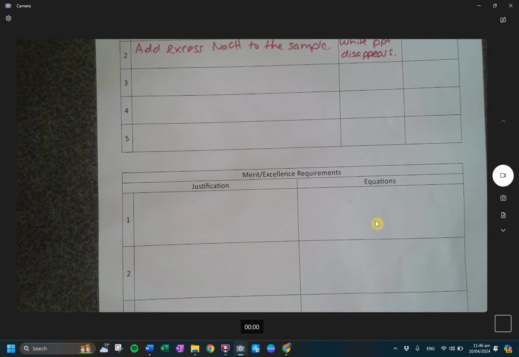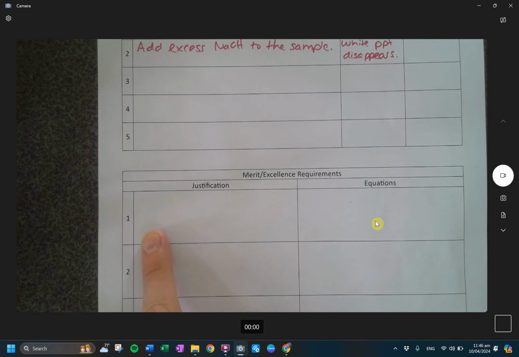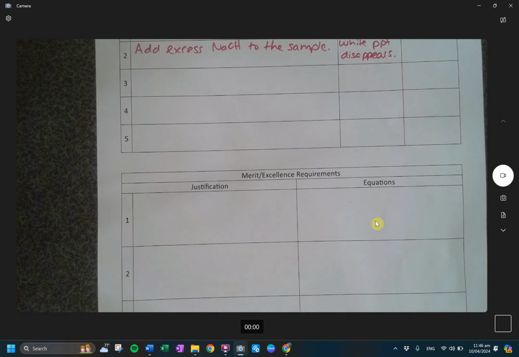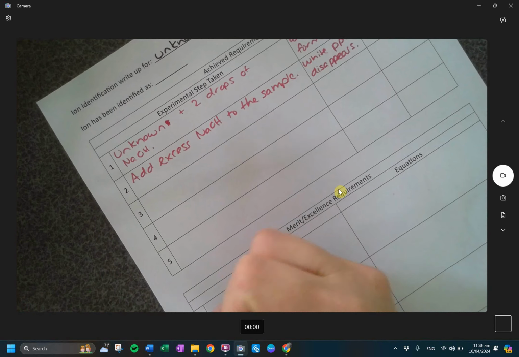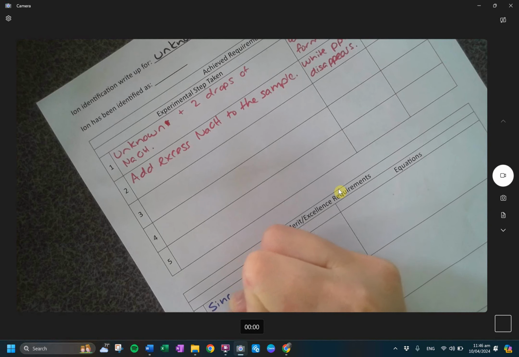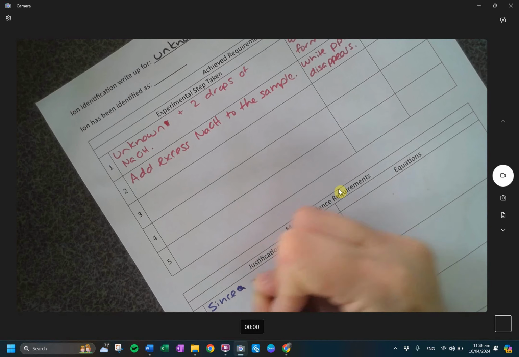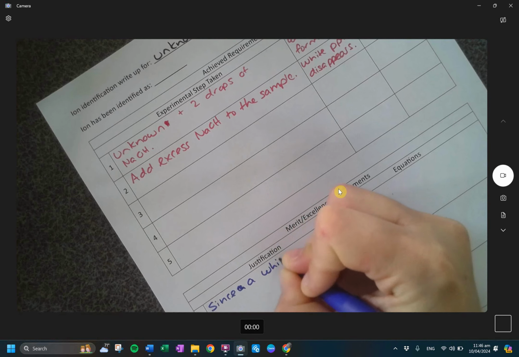So for example, justification of step number 1, a white precipitate forms, then that means I narrow it down between my list because it has to be, those are the only white precipitates. So if we want, we can put that down. So justification since a white, actually we should do it while we're working.